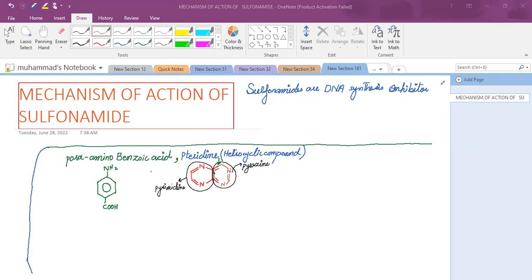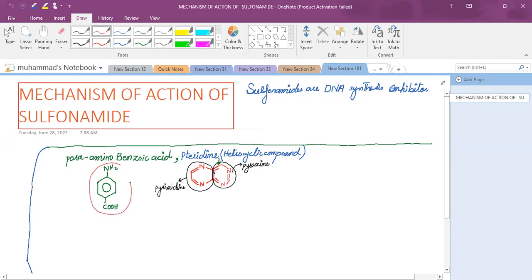So in the bacterial cell, the two compounds. Para-aminobenzoic acid is the one compound, and the structure of para-aminobenzoic acid is this one. And pteridine is another compound. These two starter molecules are responsible for the synthesis of the DNA through different steps or through different pathways.